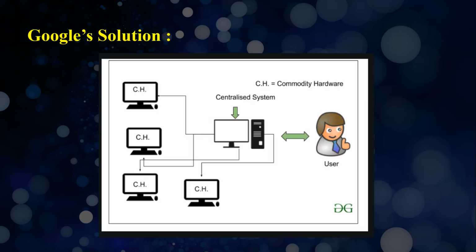Here comes the Google solution. Google solved this problem using an algorithm called MapReduce. This algorithm divides the task into small parts, assigns them to many computers, and collects the results from them, which when integrated form the result dataset. Here is the commodity hardware which gets the data from the centralized system, and the data are mapped and reduced.